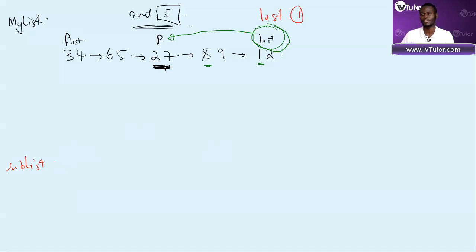Okay, let me just erase this part. So this becomes my last of my current list, which means it's no longer here. So this becomes my step number 2, so it's gone. My step number 3 would be to make first of sublist this node. That's step number 3. And my step number 4 would be to break this link here. That would be step number 4.